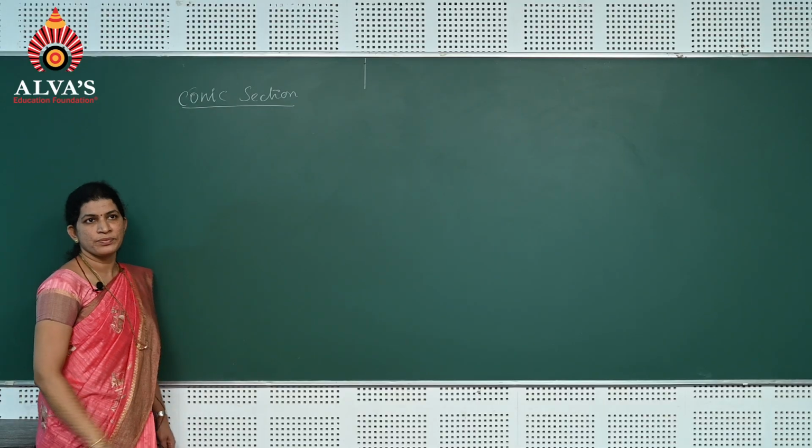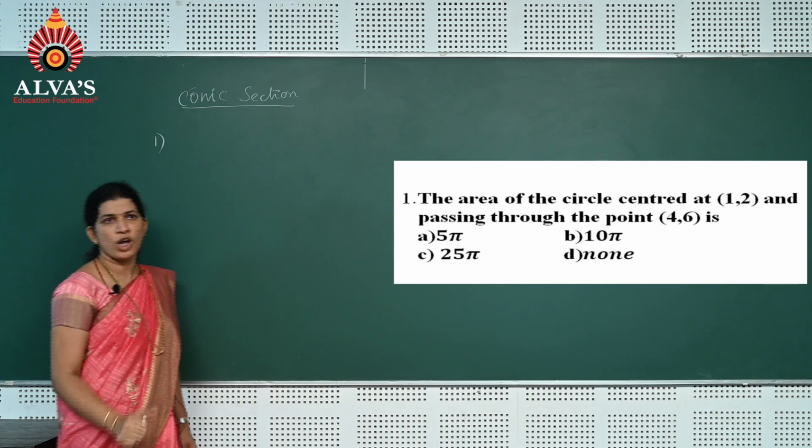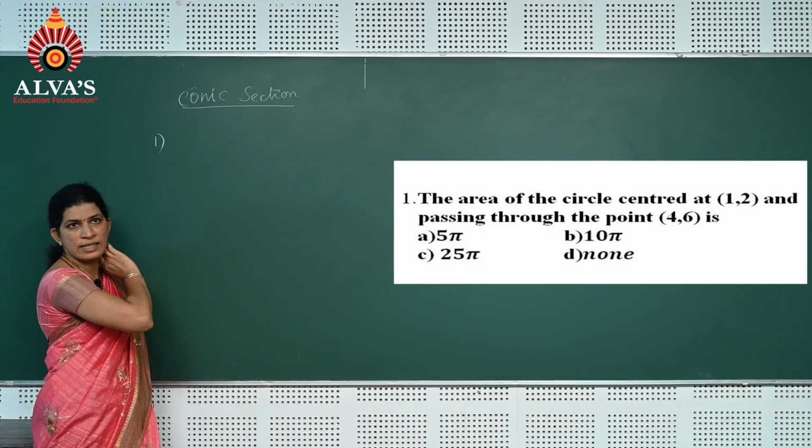My subject is mathematics. Today I am going with the CET topic conic section. Let us move to the first question. The area of the circle centered at (1, 2) and passing through the point (4, 6) is. We have 4 options. So let us go to the answers.